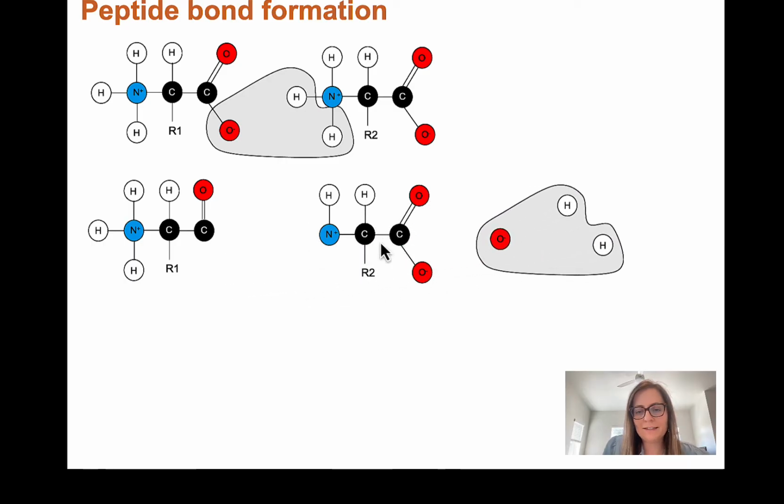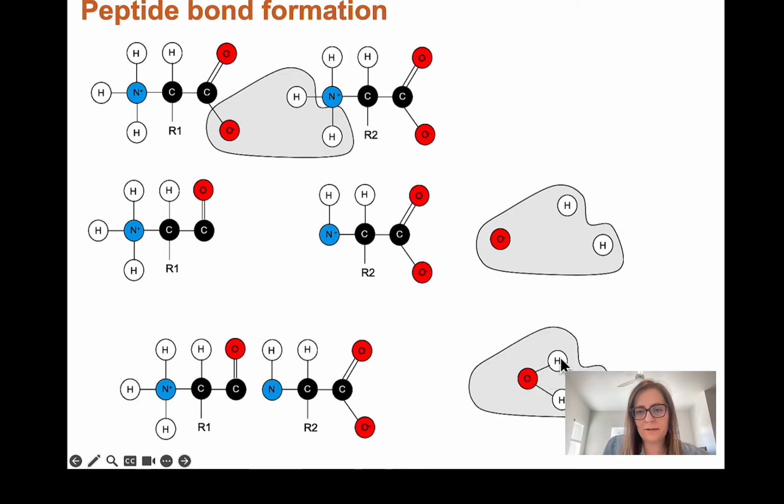Ta-da! And these atoms will go ahead and form new bonds to create a water molecule. And that's shown down here. So now we have water, and these will come together, and the bond that forms, this is a covalent bond that forms between the carbon of one amino acid and the nitrogen of another, and this is called a peptide bond.